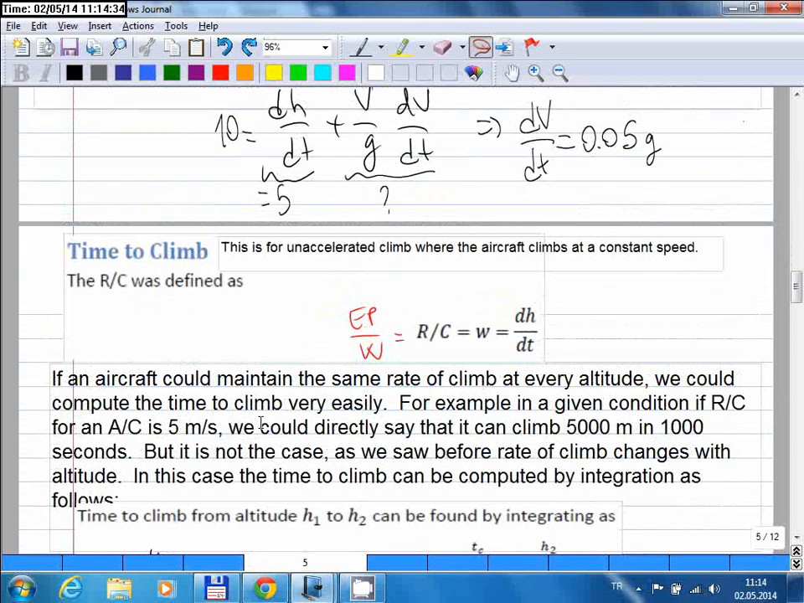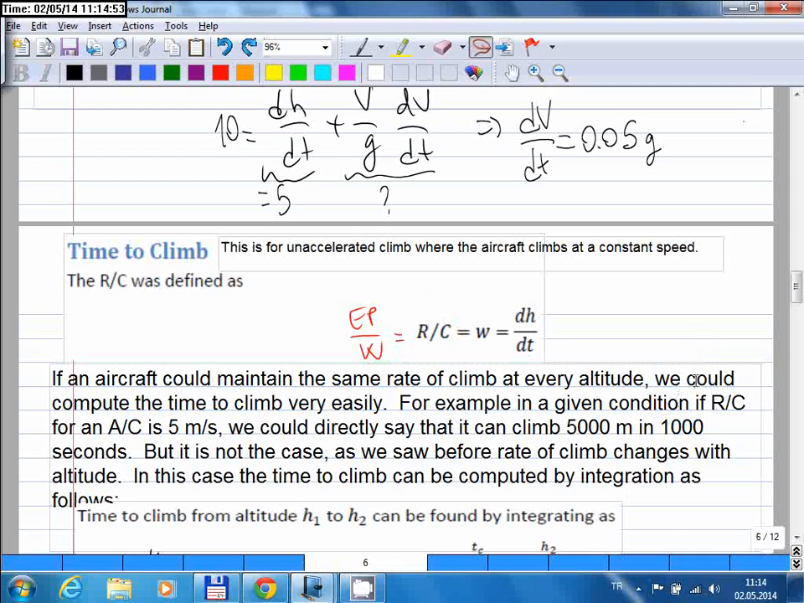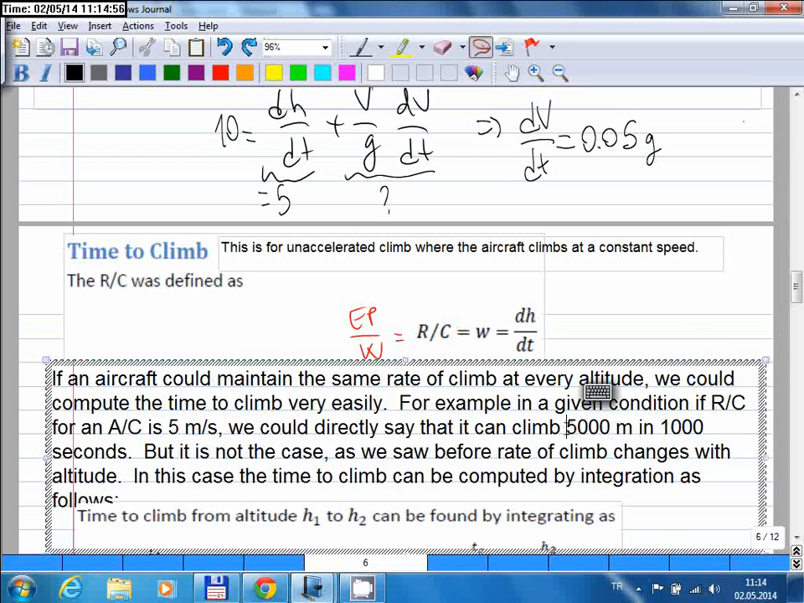Again, I was saying that if the rate of climb could be kept constant at different altitudes, then time to climb would be very easy to calculate. For example, if the rate of climb is constant at 5 meters per second, that means in 1,000 seconds your altitude will change by 5,000 meters. But unfortunately that's not the case. As you climb, rate of climb decreases because the excess power changes, right? The excess power reduces with altitude. So because of that, the calculation of time to climb is not that easy.